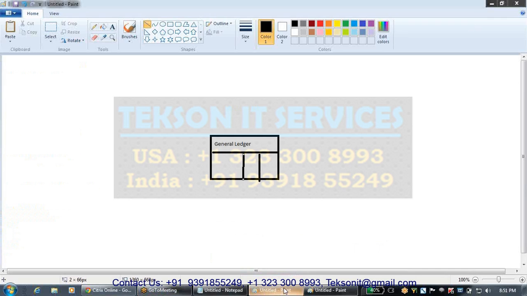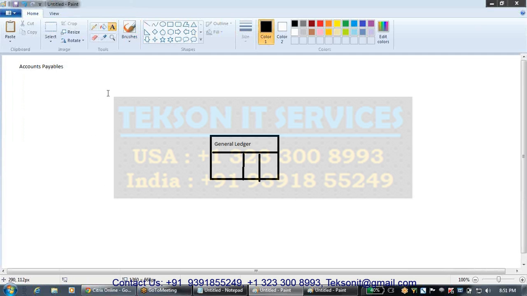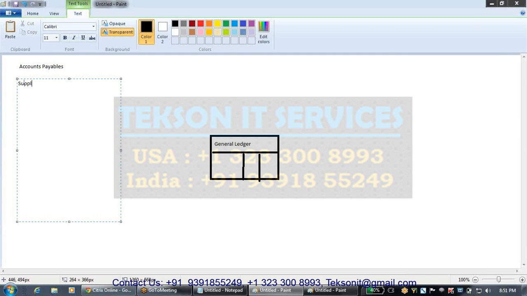Now next comes to the accounts payable. So you know the accounts payable. Here we maintain supplier details. We create an invoice. We do the payments, right? So there are different types of invoices we have, like standard invoices, credit note, debit note, withholding tax.